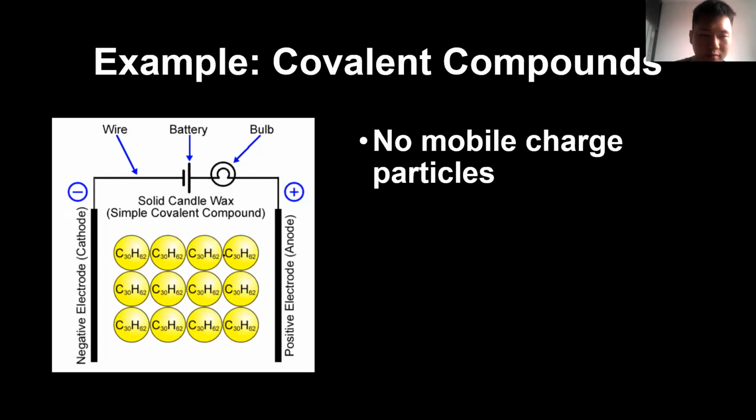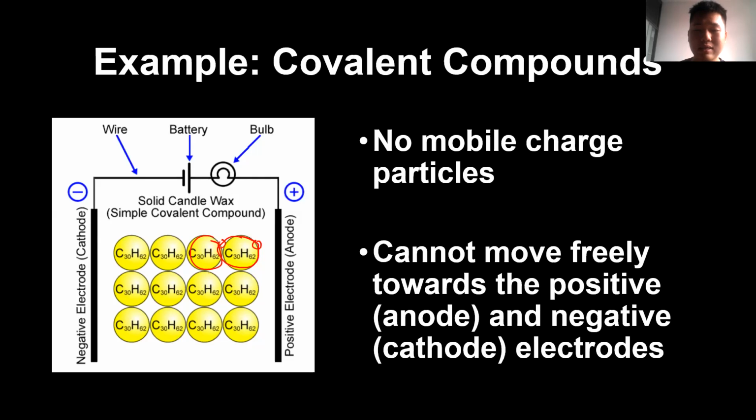Over here, I will explain why covalent compounds cannot be electrolytes, simply because they don't have mobile charged particles. Over here, we can see that this is a covalent compound. They are not charged, so we can expect the charge to be neutral. They don't have a charge, so they don't move when a battery is put in place. So they can't move and they can't carry charge. So covalent compounds are not electrolytes. And from the second point, they cannot move freely towards the positive anode and the negative cathode electrodes.